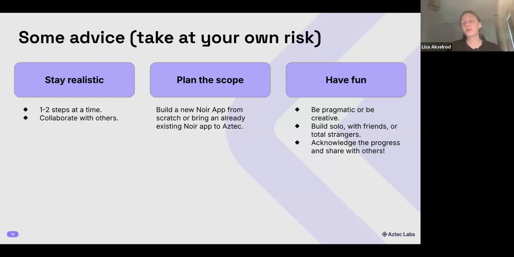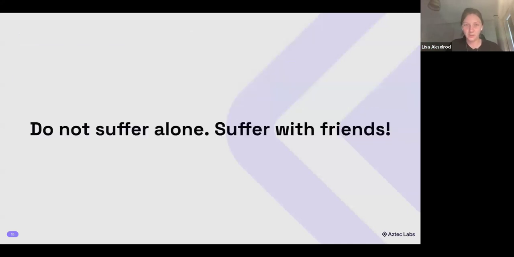You want to build solo, build with friends, build with random strangers, and acknowledge the progress, your own progress and of other people. Share with us what you have learned, what you have built. You have Discord, you have a proof of proof channel, I think, on Discord. Share there what you have done. Share on media. We will celebrate it with you. We will be very happy to see the progress. And it will be just more fun. It will feel better. Very, very important: don't suffer alone. Suffer with friends. Suffer with other people.